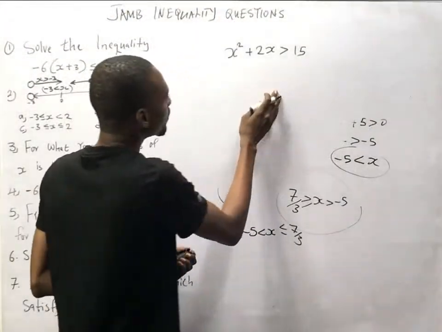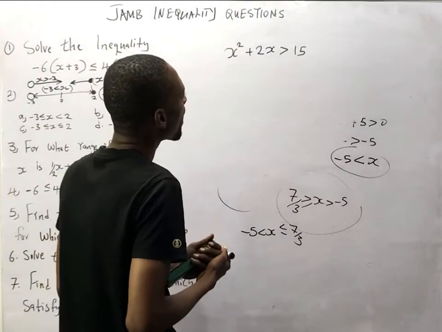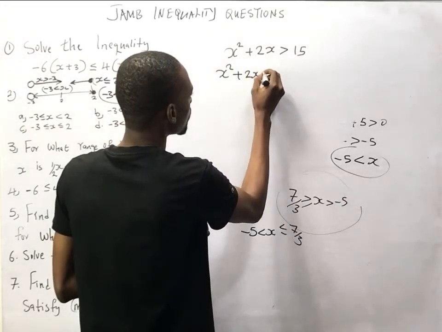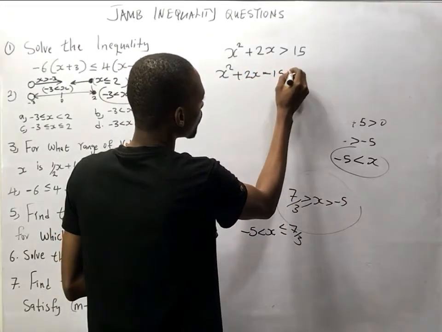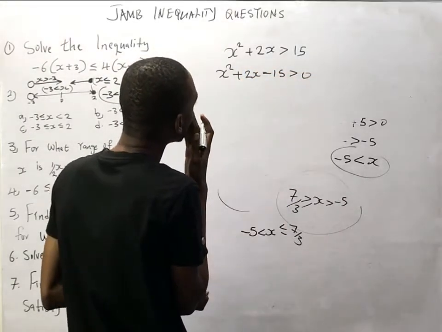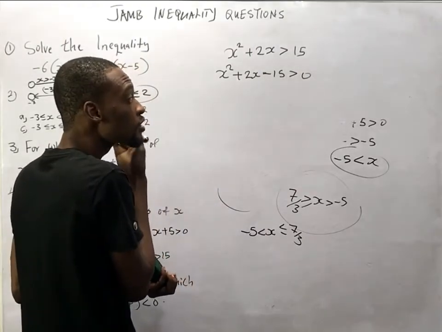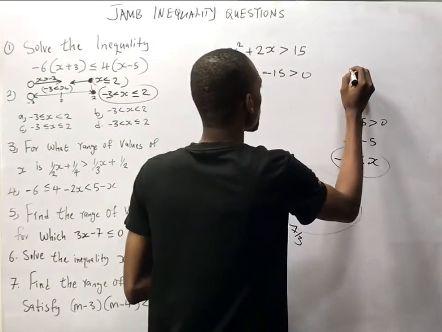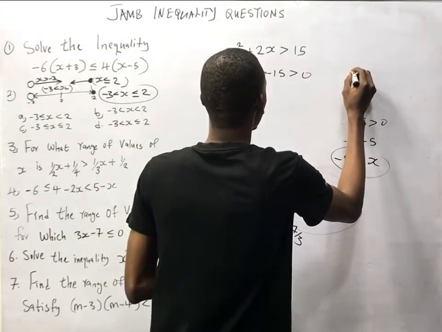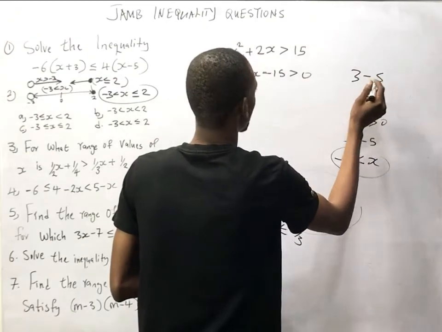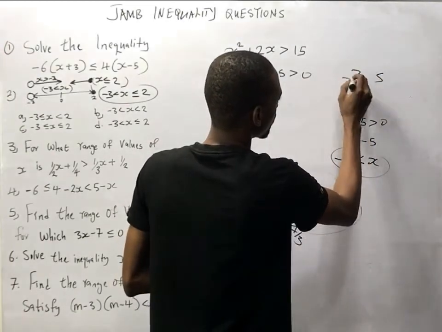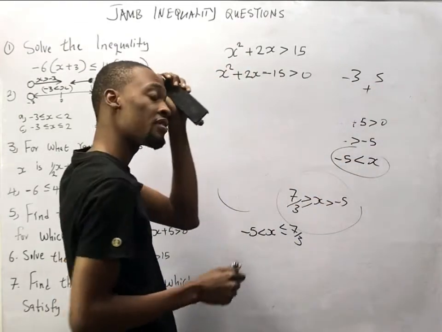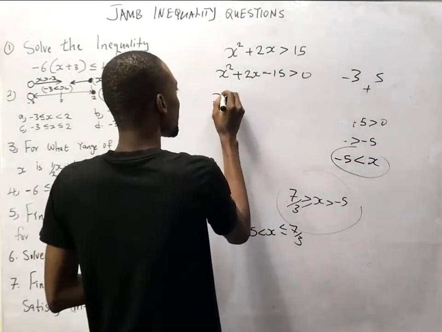So factorizing this, well, two numbers we can add to give us 2 and multiply to give us minus 15 is simply minus 3 and 5. Minus 3 plus 5 is 2, and minus 3 times 5 is minus 15. So bring it down here.